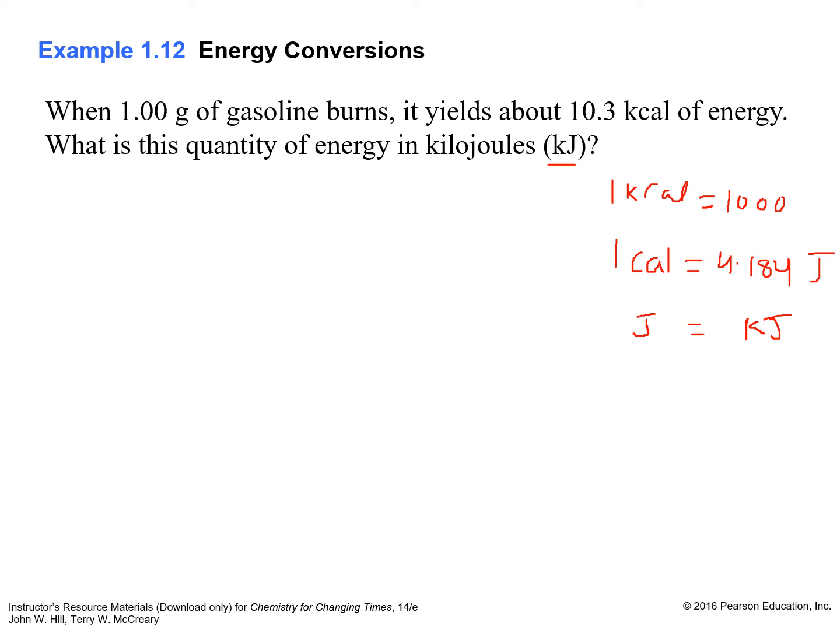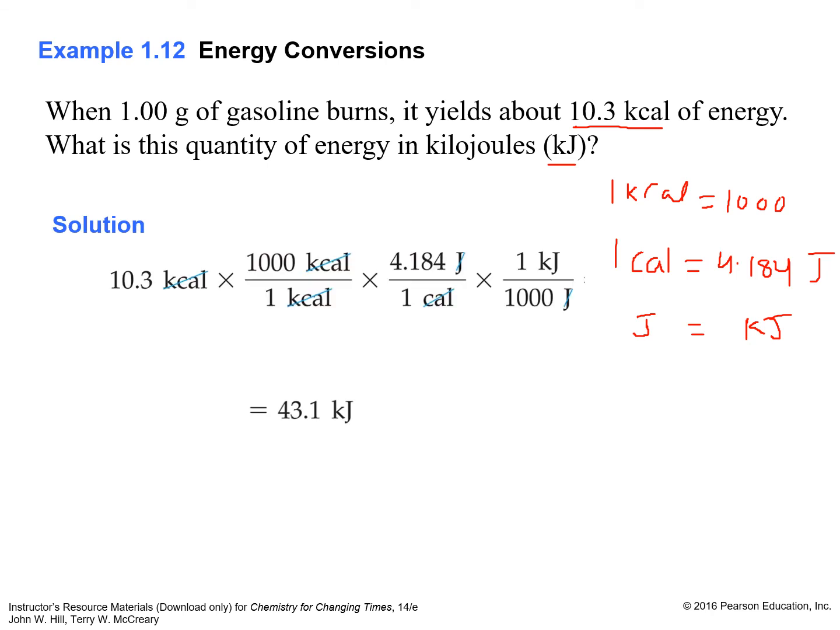So let's start with what we know. So we will start with 10.3 kilocalories, and so we will go from kilocalories to calories to joules to kilojoules. So let's see the solution here. So we begin with 10.3 kilocalories.